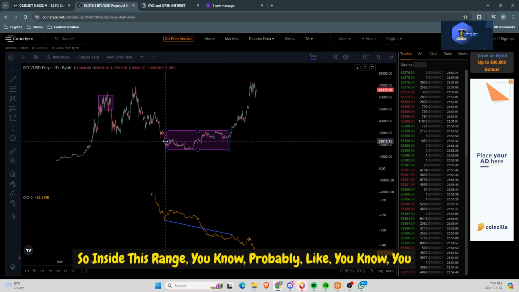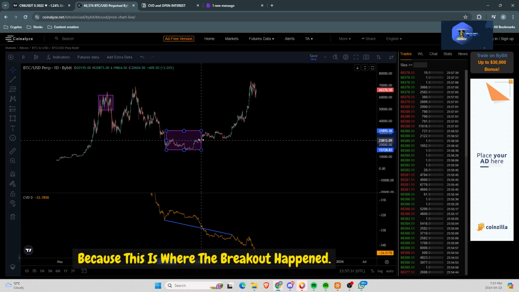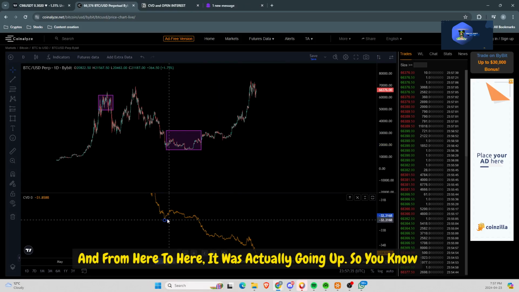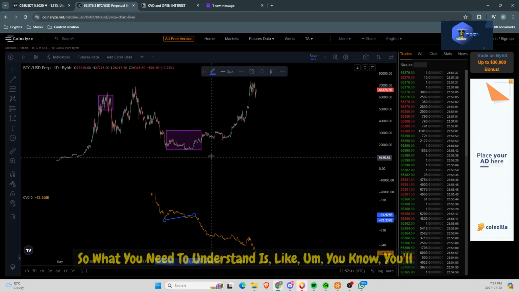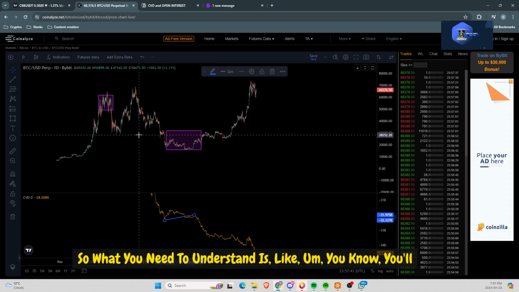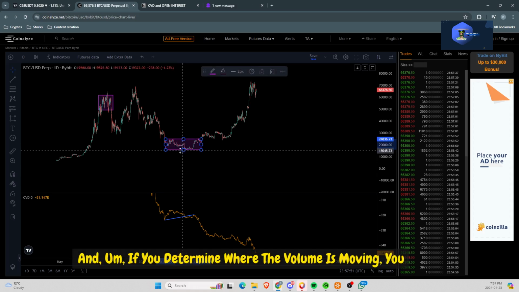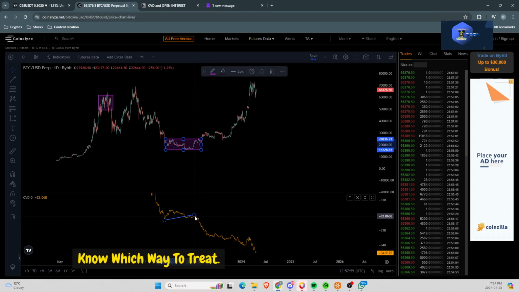So inside this range, you can take this as the consolidation, because this is where the breakout happened. This is where the market structure shift is. You take it here, and from here to here, it was actually going up. So you know that it was going to go up. What you need to understand is, first of all, you have to determine the consolidation. And if you determine where the volume is moving, you know which way to trade.